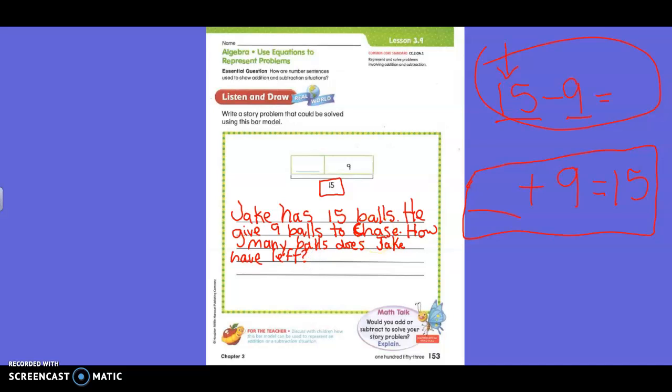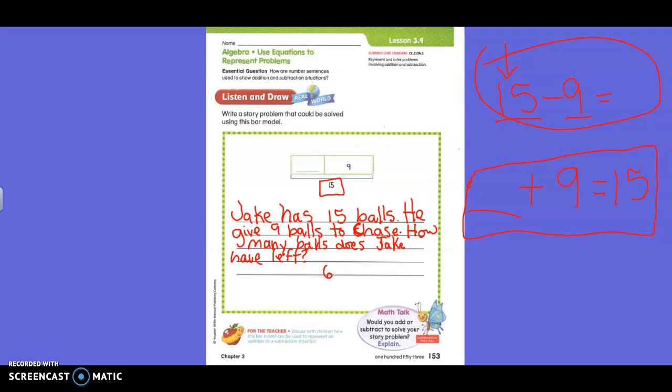Okay, we're answering the question. Jake had 15 balls. He gave 9 to Chase. How many balls does Jake have left, or have now? Ivan? You guys agree? Yeah. Okay, let's answer this right here.